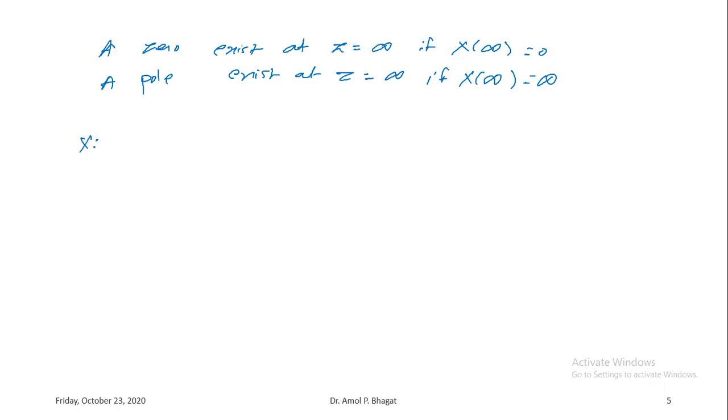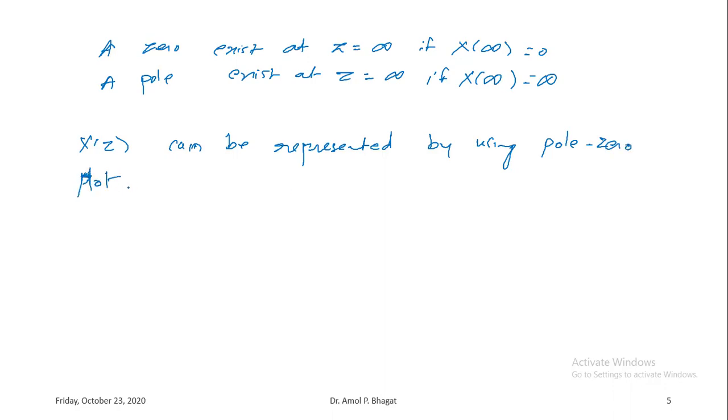So this X of z can be represented by using a pole zero plot. Okay, before this it was in the ROC plot, right? So in the ROC plot we have plotted the ROC, and ROC is nothing but the values of z for which X of z is finite. Here we can also represent this X of z by using a pole zero plot.